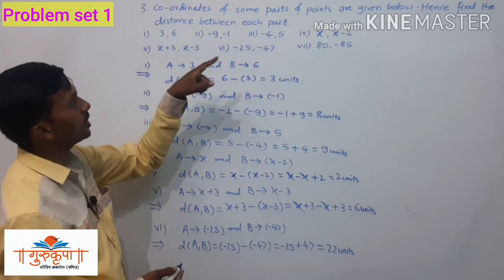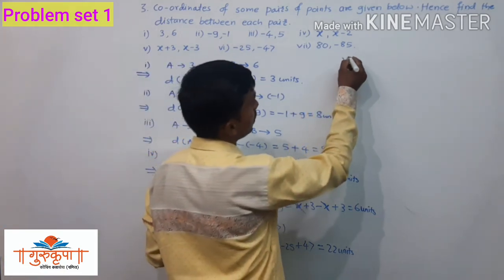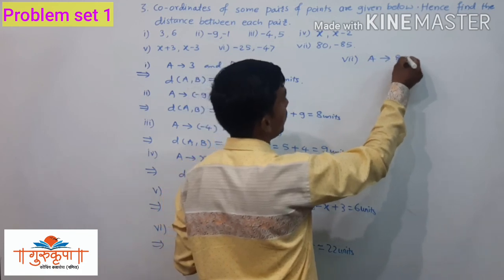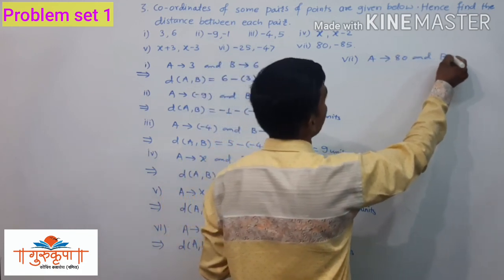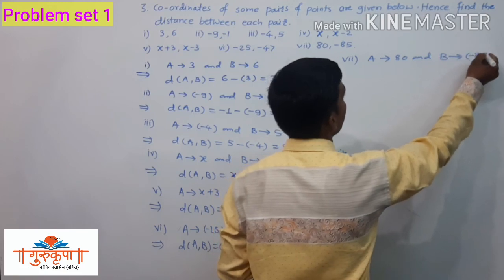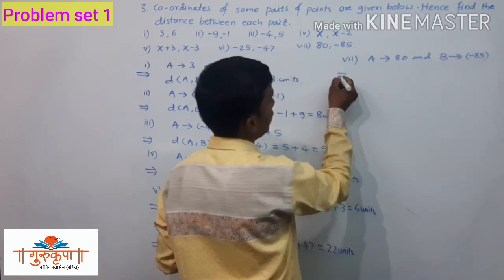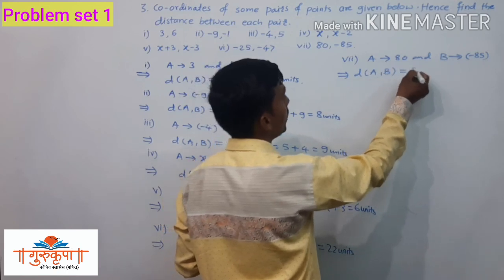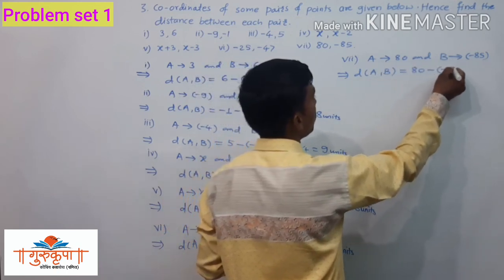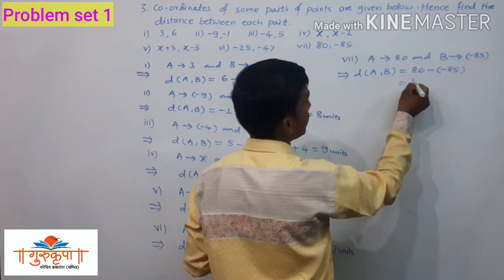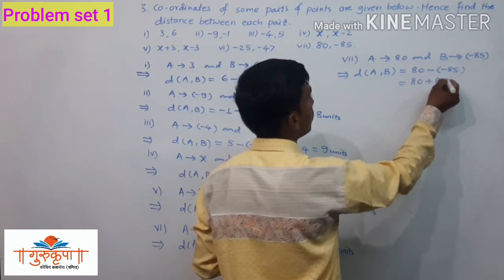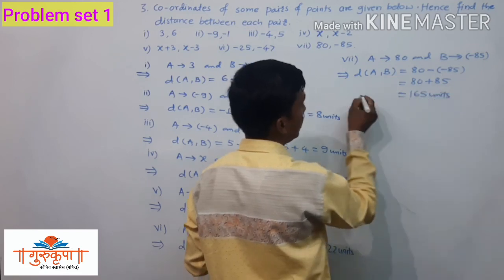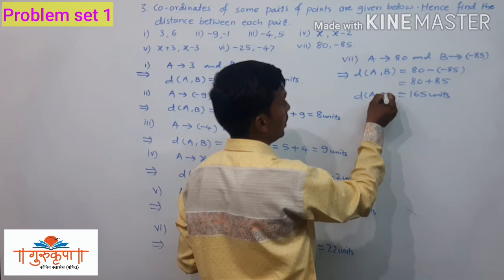And now we have the last example, example number 7. Here the coordinate of point A is given as 80 and the coordinate of point B is given as minus 85. Now distance AB is equal to the bigger coordinate 80 minus the smaller coordinate minus 85. This is 80 plus 85, which is equal to 165 units. That is the distance AB.